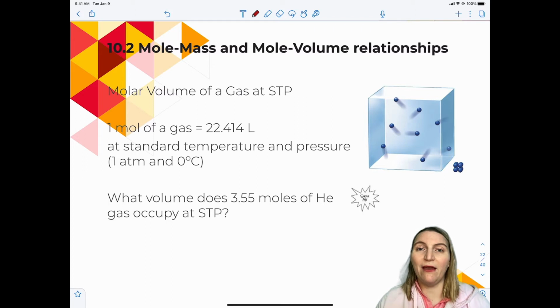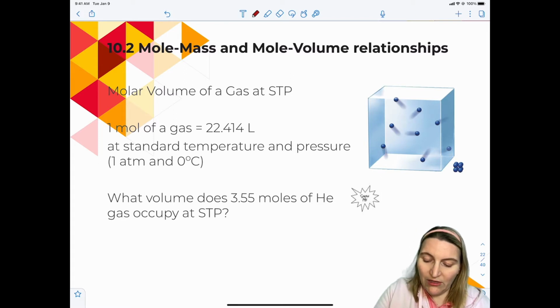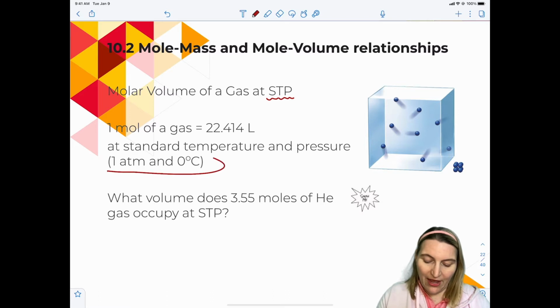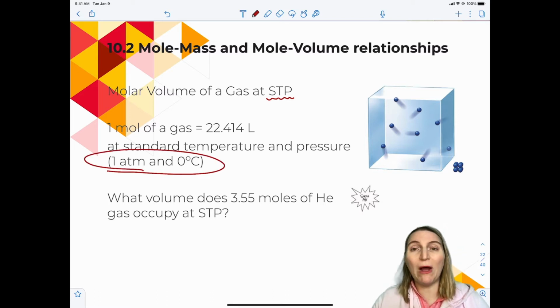So what we have done is decided, okay, this is going to be the standard temperature and pressure for all gases. So anytime you see this STP, that's what that stands for, standard temperature and pressure. It's the actual numbers of 1 atm of pressure, which is about the atmospheric pressure that we feel around us right now, and 0 degrees Celsius or 273 Kelvin. And that, of course, is quite a bit colder than the outside temperatures are.